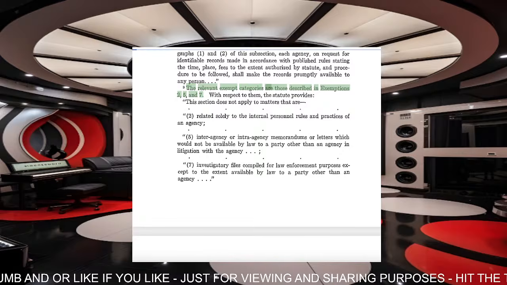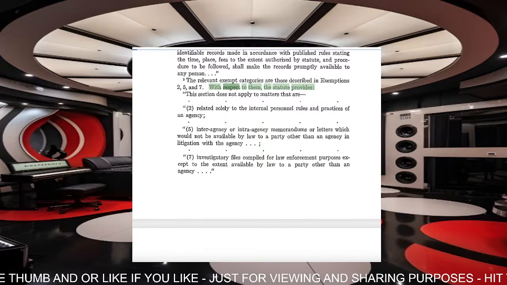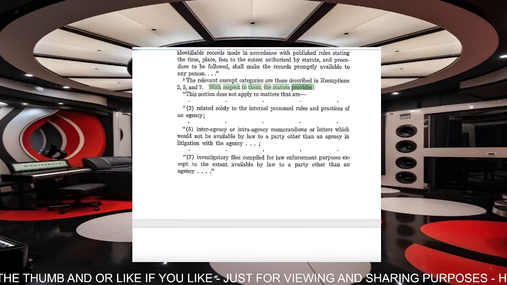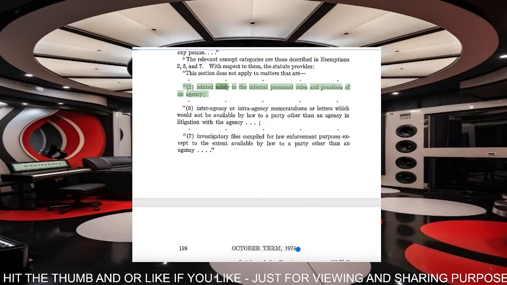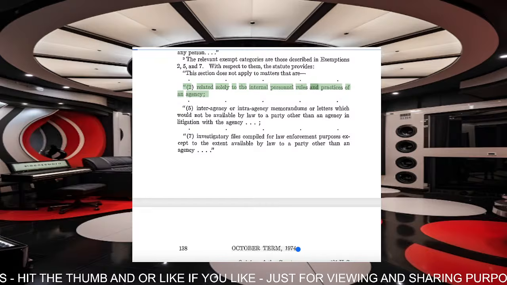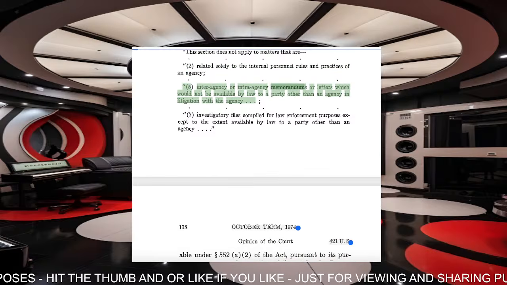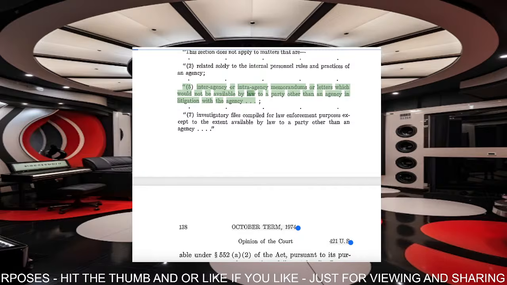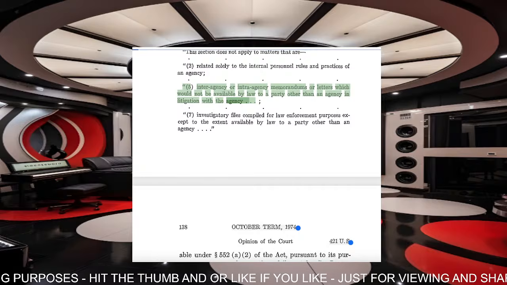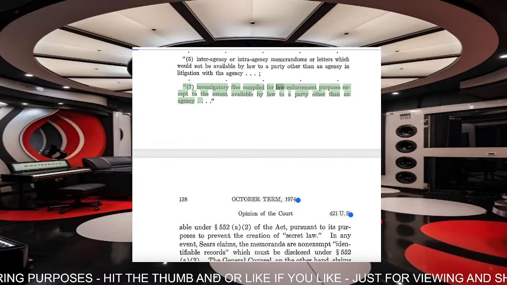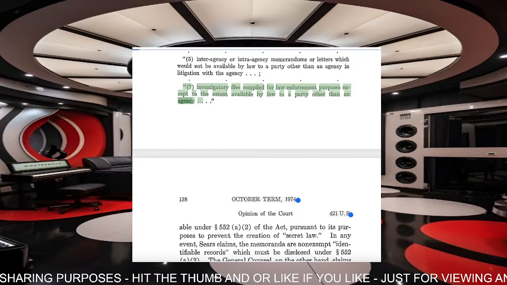The relevant exempt categories are those described in exemptions 2, 5, and 7. With respect to them, the statute provides: This section does not apply to matters that are related solely to the internal personnel rules and practices of an agency; interagency or intra-agency memorandums or letters which would not be available by law to a party other than an agency in litigation with the agency; investigatory files compiled for law enforcement purposes except to the extent available by law to a party other than an agency.